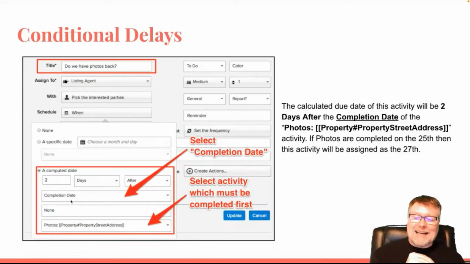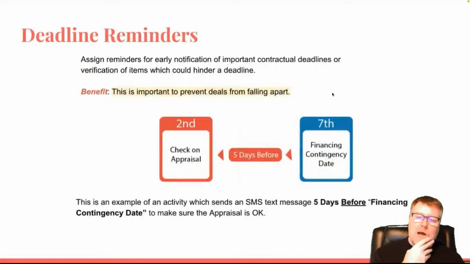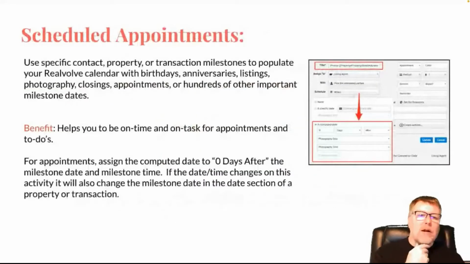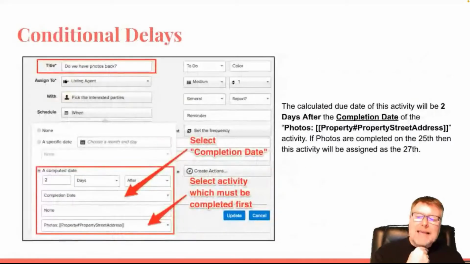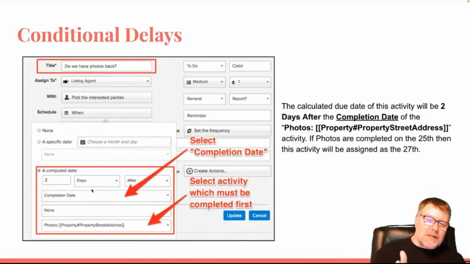The point at which it gets assigned a date is whenever this activity, photos with the address on it, which was the activity that we had scheduled as an appointment right here, gets completed. This photos, property photo street address, was assigned to the photo date and time. Once this activity gets completed, that's when the conditional delay activity kicks in. And at that point it says, okay, once I've completed this activity, do I have any activities that are based off of the completion? Oh yeah, I do. Do we have the photos back? And it says, okay, based off of this, I need 2 days after this. So I'll schedule this. If I completed it today on Wednesday, this activity will show up on Friday.